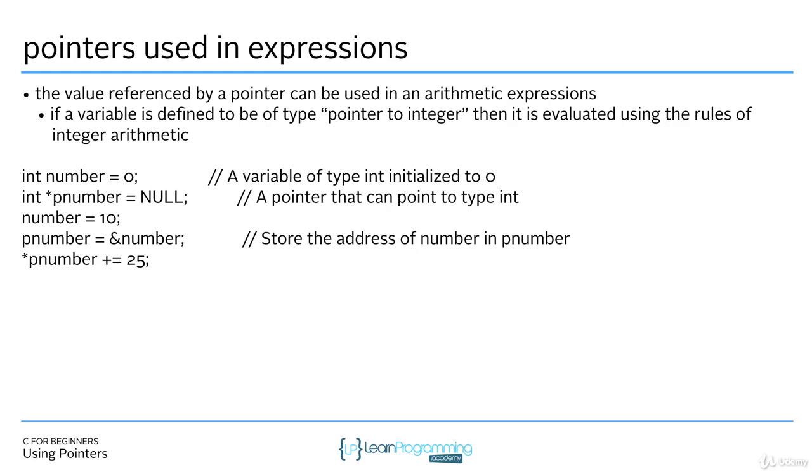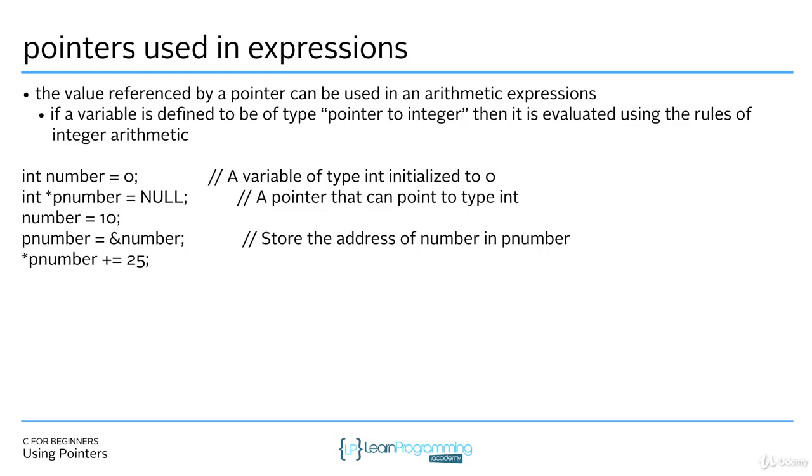If you have a variable and a pointer, you initialize the pointer to null, then assign the pointer that variable's address. You can then say *pNumber += 25. Remember, *pNumber is getting the value that it's pointing to. So this is saying the value of pNumber equals the value of pNumber plus 25, so the value is going to be equal to 35.